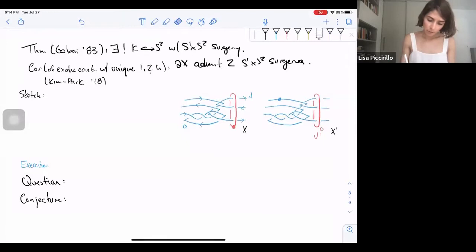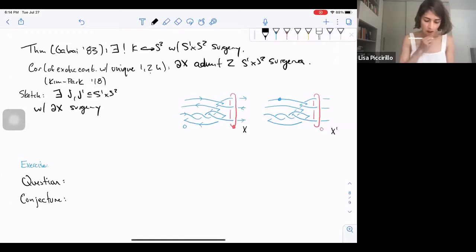So the first thing we want to observe is that there exist knots J and J prime in S1 times S2 with a boundary X surgery. So what are those knots?